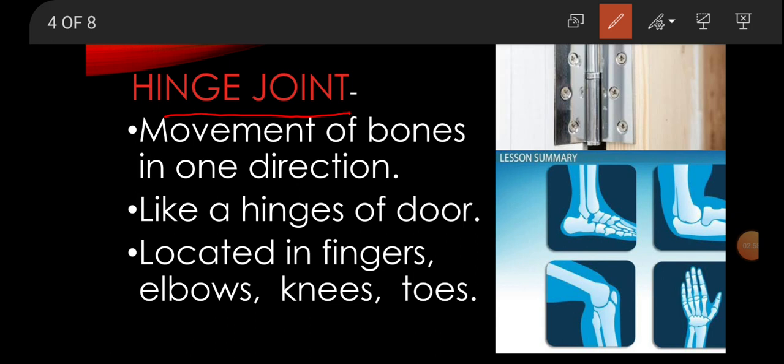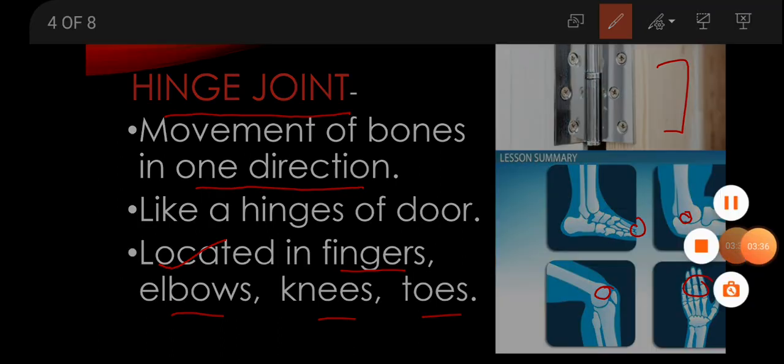Hinge joint. Hinge joints allow the movement of bones in one direction. Just like hinges of the door, we can move such parts only in one direction. Hinge joints are located in different parts of our body such as fingers, elbows, knees and toes. Look at this picture here. Toe, elbow, knee, fingers, these are examples of hinge joint.